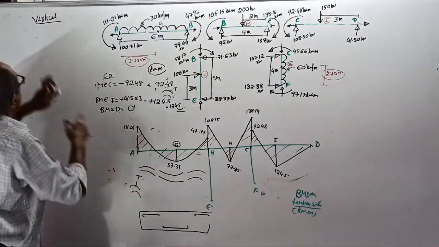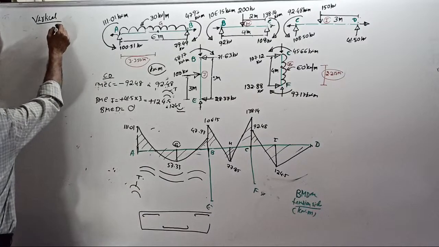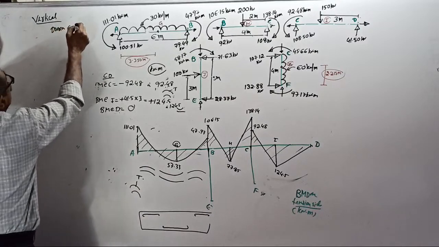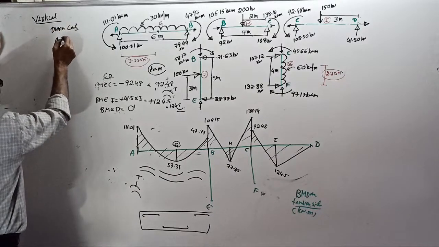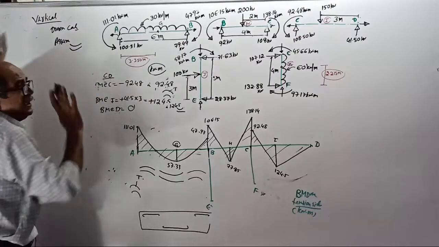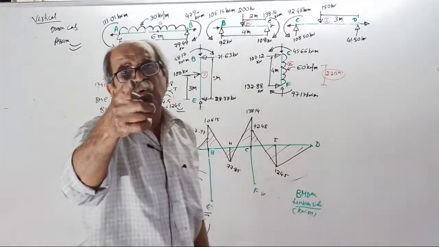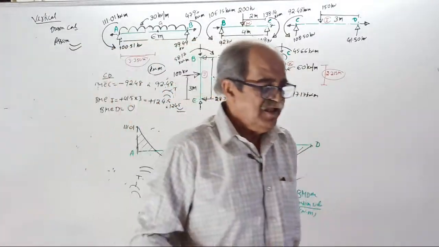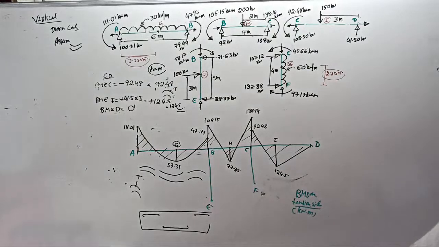So what you do is, during calculation, you assume sagging. Clear? You assume sagging. During calculation, you decide randomly sagging, depending on the load. Clear or not?